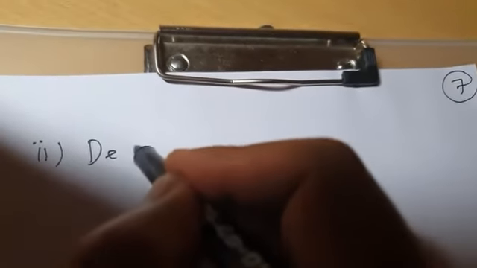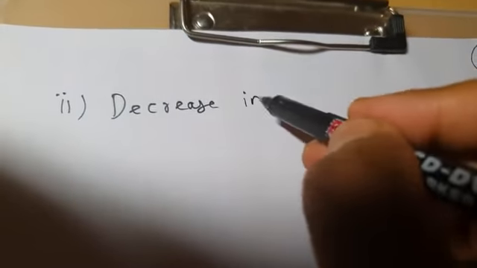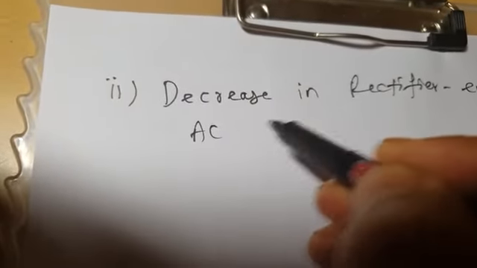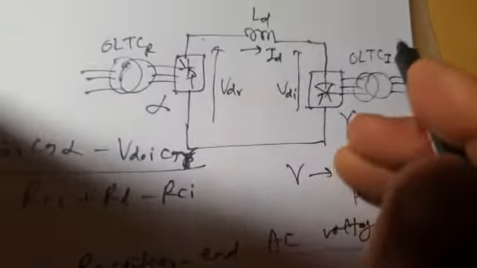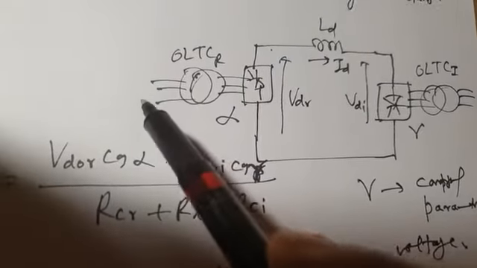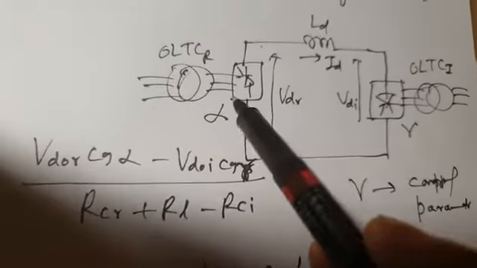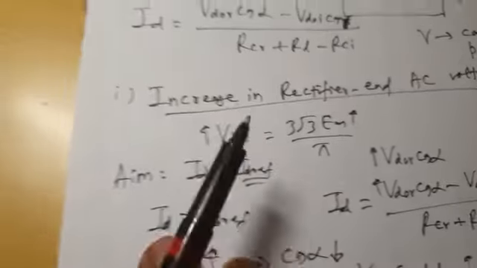Now next is decrease in rectifier side AC voltage. Now suppose a voltage dip has occurred. A fault has occurred on the AC side of the rectifier, which is called a voltage dip. When the dip has occurred, what will happen to VDOR? VDOR is 3 √3 EM by pi. EM will decrease.